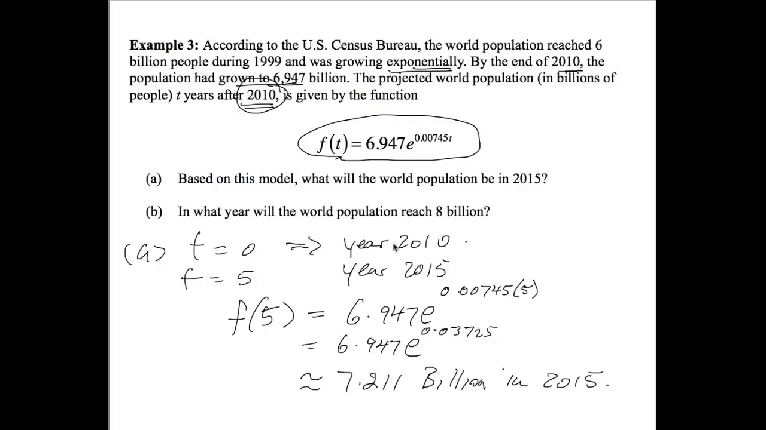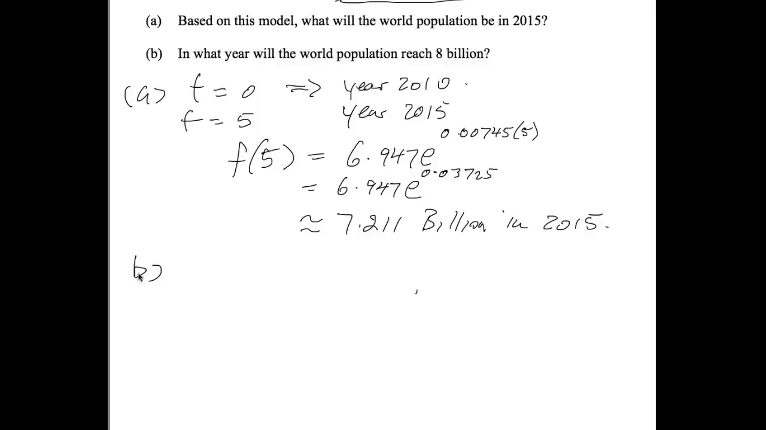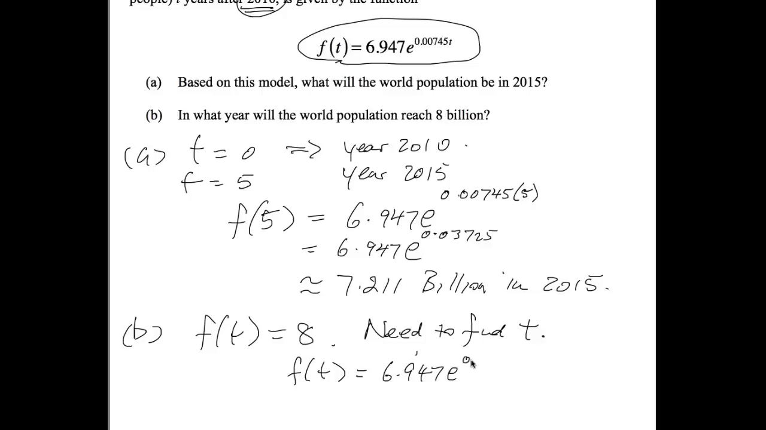Okay. Right, next, what year will the population reach 8 billion? All right, well, what we need to do here, of course, is part B. What we have is f of t is going to be equal to 8 billion. So we need to find t. All right, so here is our model again. So we have f of t is going to be equal to 6.947 e to the 0.00745 t.